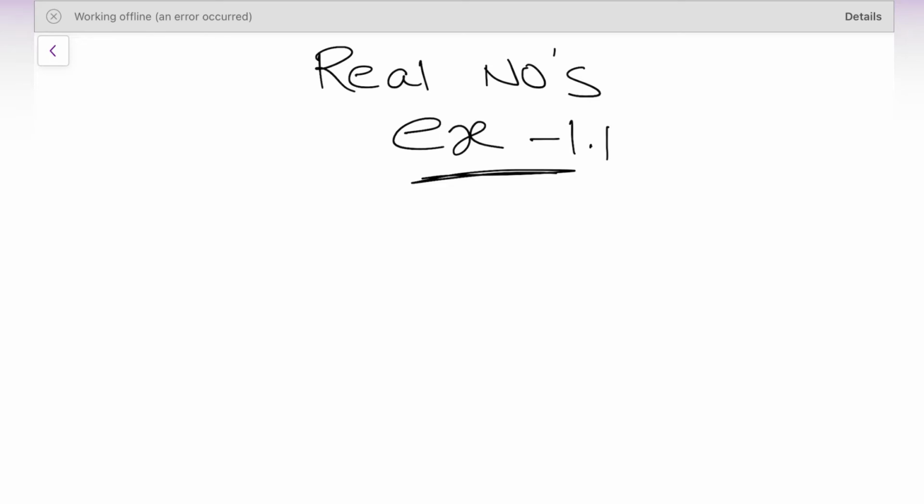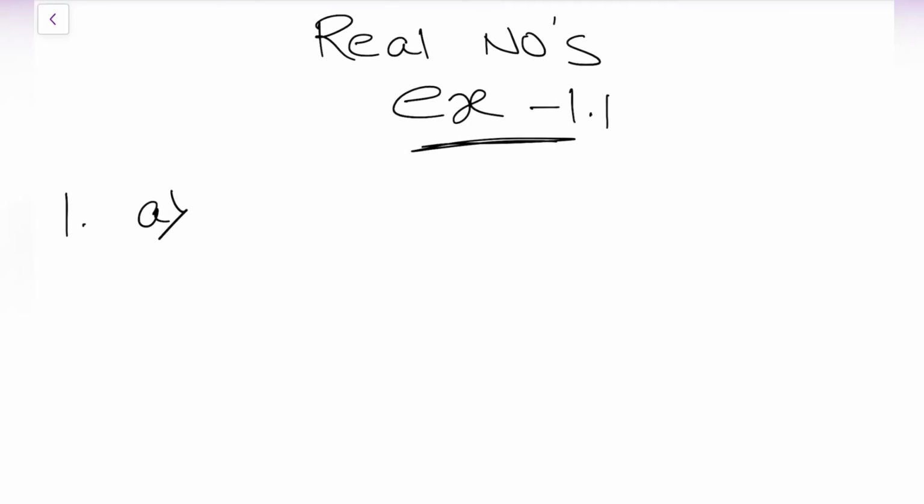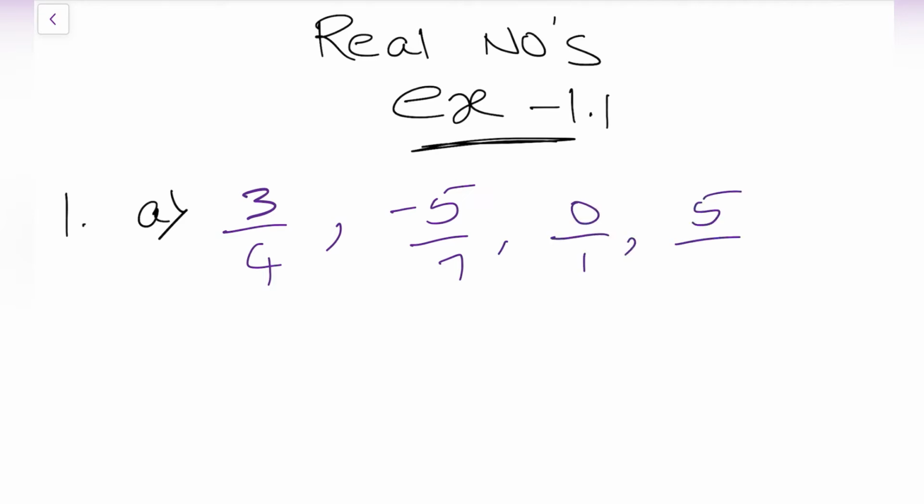Okay, in this exercise 1.1 the first bit is: write any three rational numbers. Already we know rational numbers are nothing but the numbers which are in the form of p by q, where p and q both are integers. So any number you write in the form of p by q, something like 3 by 4, minus 5 by 7, 0 by 1, 5 by 2, like this. So these are all examples of rational numbers.